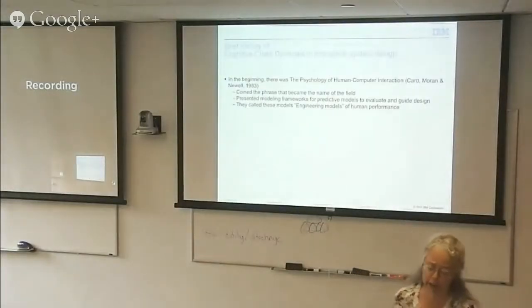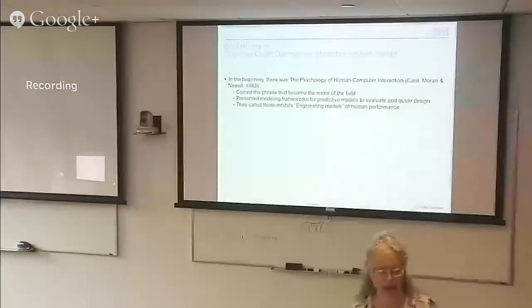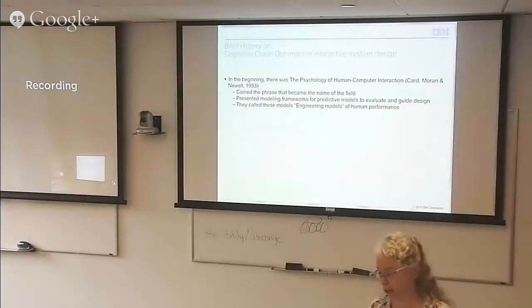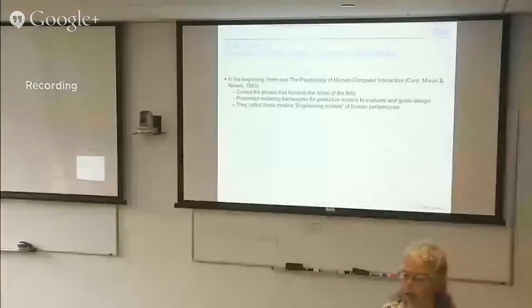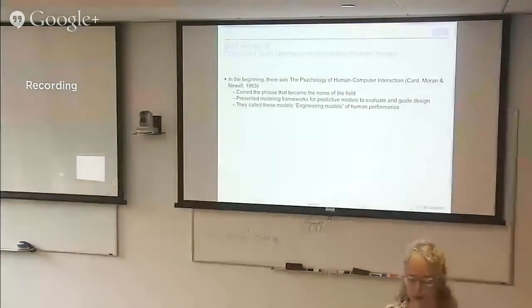So, a very brief history: this has been around since the early 80s. There was a book called The Psychology of Human-Computer Interaction by Stu Card, Tom Moran, and Alan Newell. Stu and Tom worked for Xerox PARC. Alan Newell had been their PhD advisor. He was at Carnegie Mellon. He was my PhD advisor as well, and I started the year this book came out. This book actually coined the name of the field, human-computer interaction.